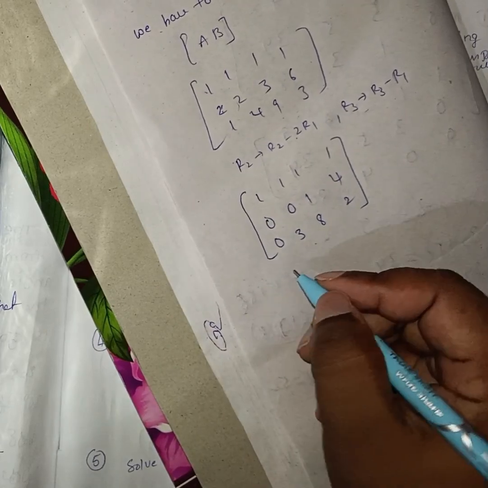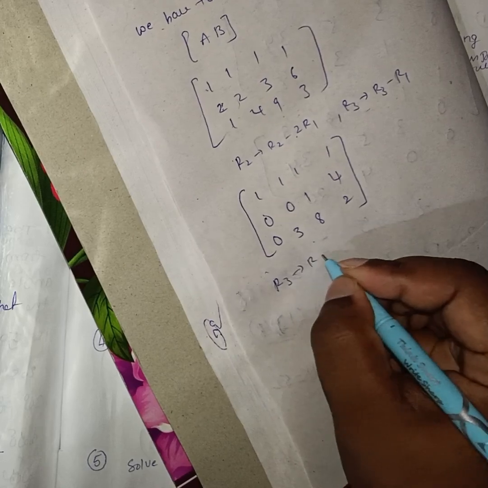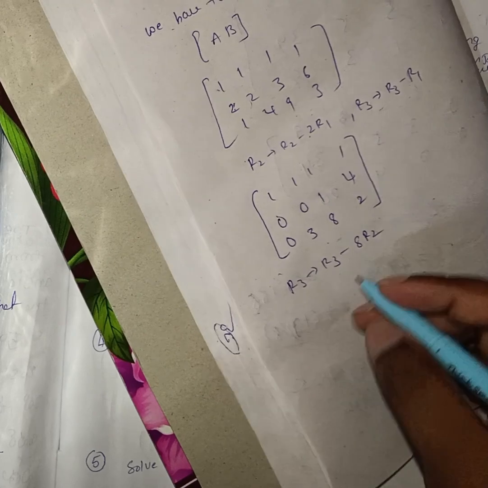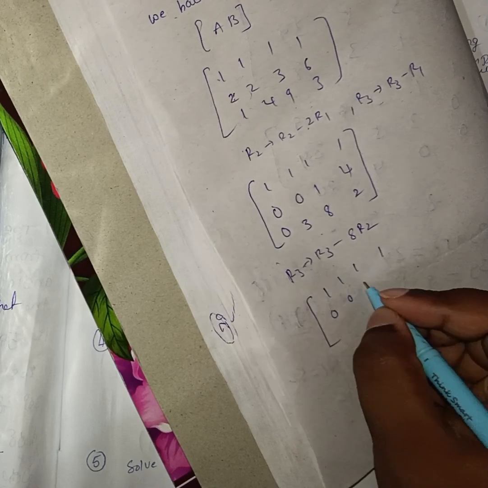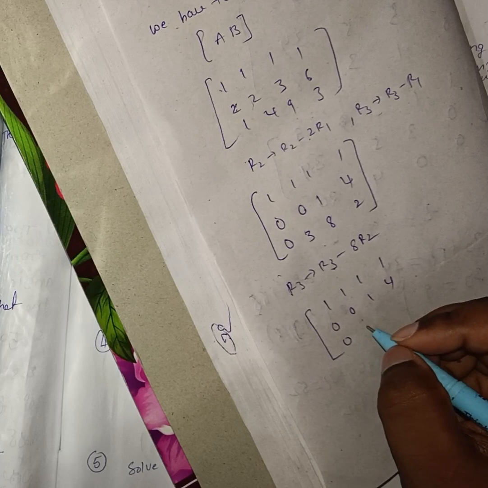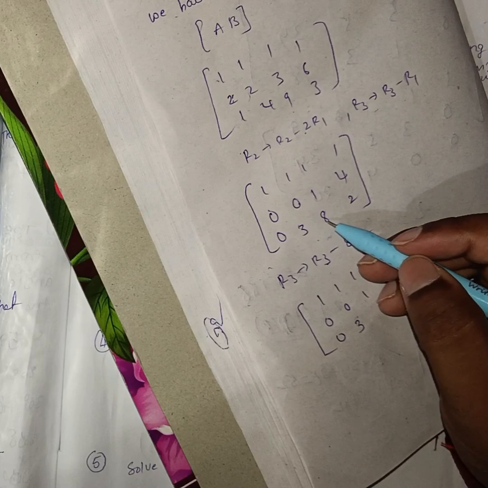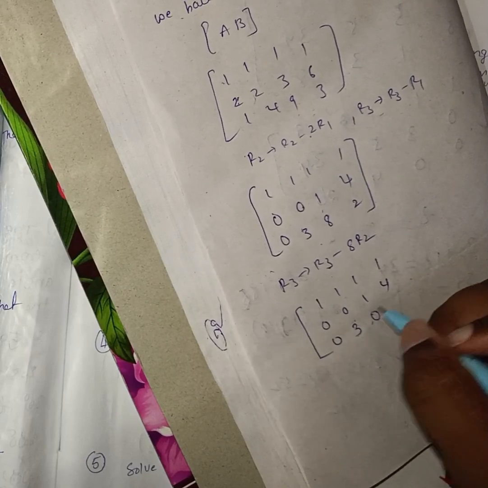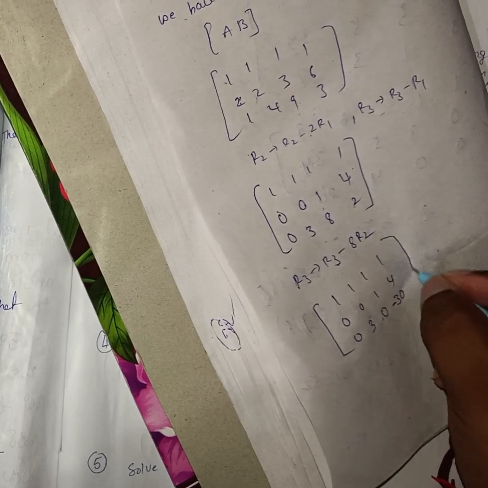Now R3 tends to R3 minus 8R2. So we get 1 1 1 1, 0 0 1 4, and 0, 3 minus 0, 3; 8 minus 8, 0; 2 minus 32, minus 30.